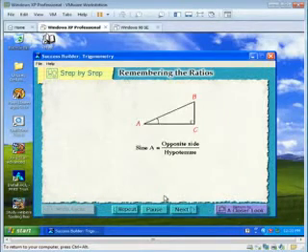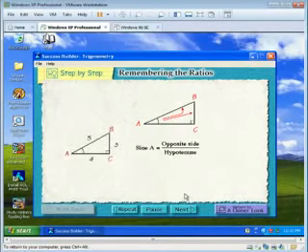Memorizing the three basic trig ratios is important. Let's take a look at each of the three basic ratios. The sine of angle A is found by dividing the side opposite the angle by the hypotenuse. Let's look at an example in which we find the sine of an angle.